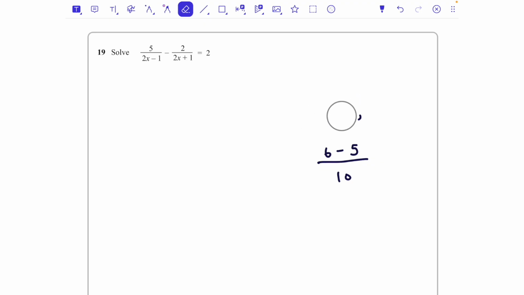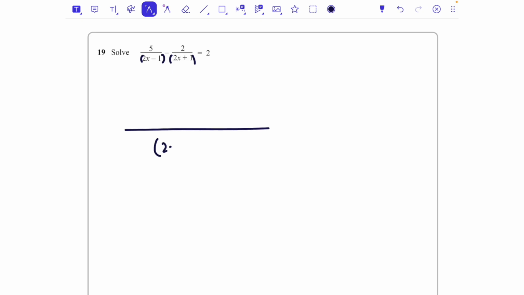Now, algebraic fractions are exactly the same. So we're going to do this times by this on the denominator, 2x minus 1 times 2x add 1. And then I'm going to do 2x add 1 times 5, so 5 lots of 2x add 1, minus, because it's a minus in the middle, 2 lots of 2x minus 1.